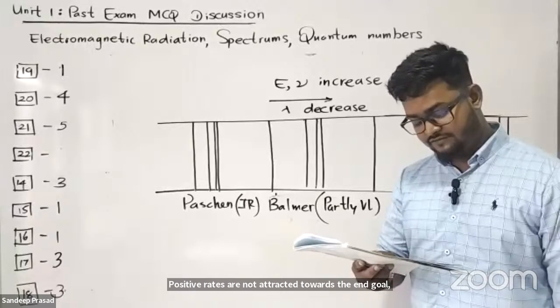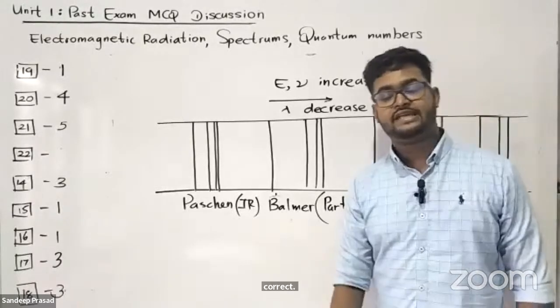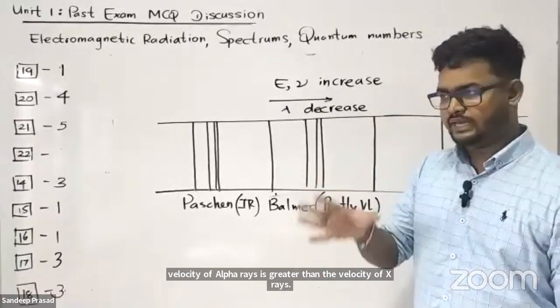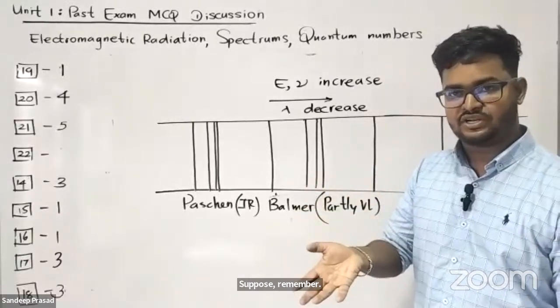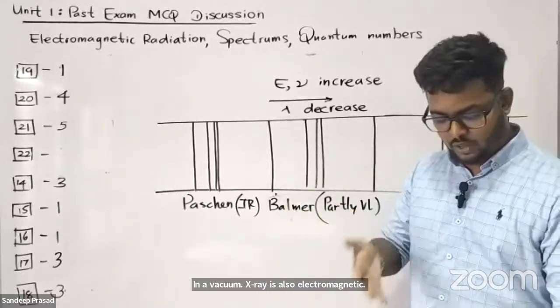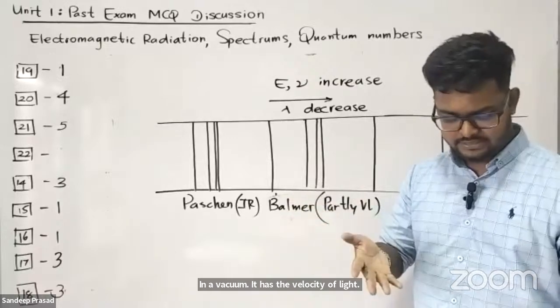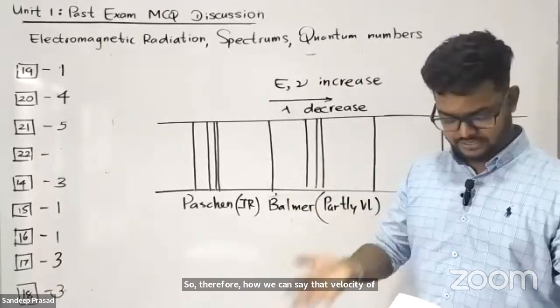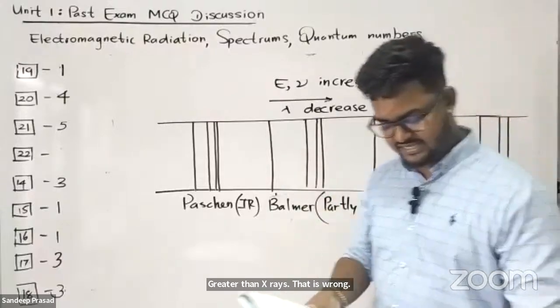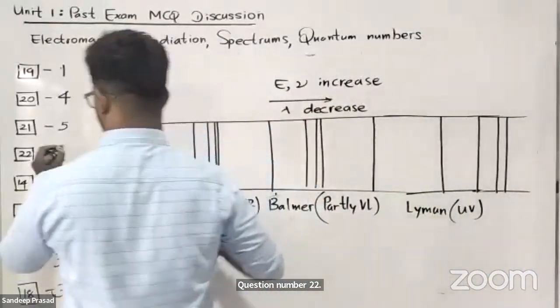The velocity of alpha rays is greater than the velocity of X-rays. Friends, remember, in a vacuum, X-ray is also electromagnetic radiation. In a vacuum, it has the velocity of light. So therefore, how can we say that the velocity of alpha particles is greater than X-rays? That is wrong. Question number 22, B and C statements are correct. Therefore, answer is number 2.